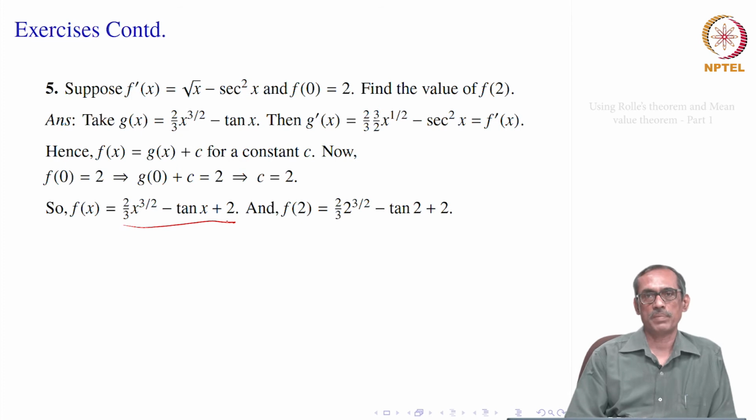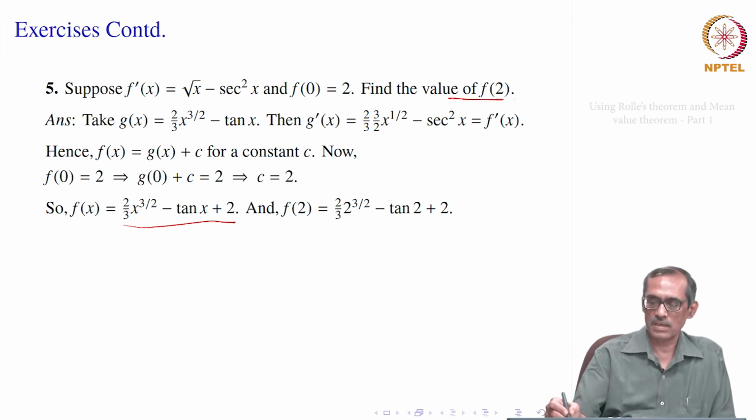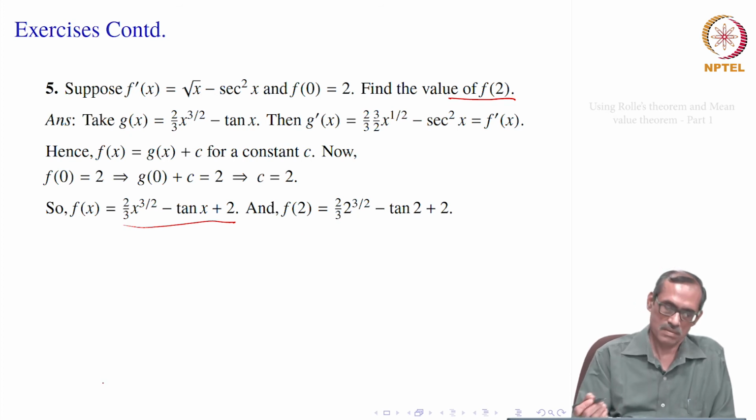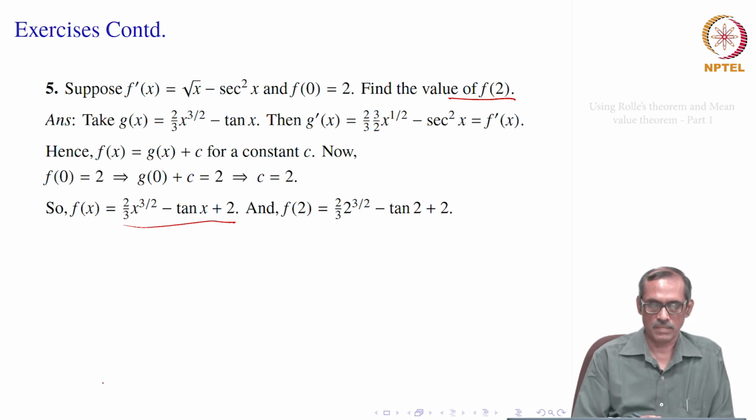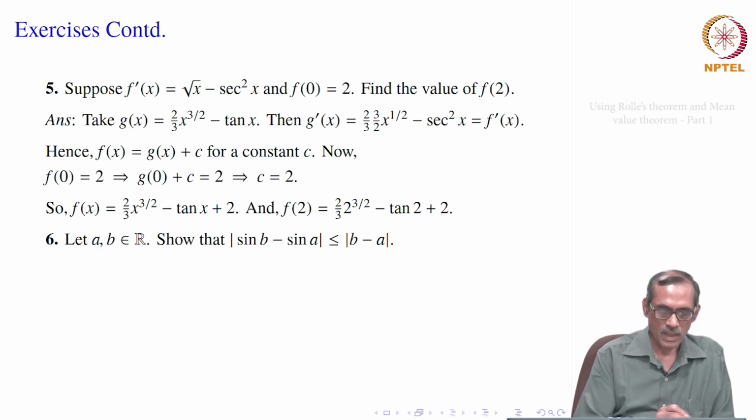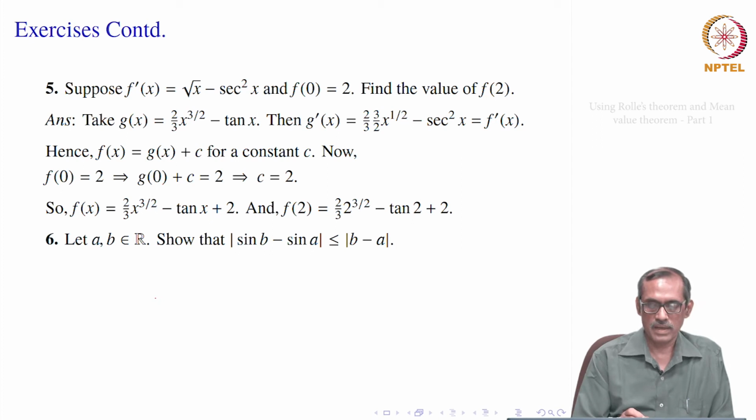So, once f x is obtained, we evaluate it at x equal to 2 to get our answer, because we are interested in finding the value of f of 2. So, when you substitute x equal to 2, it is 2 by 3, 2 to the power 3 by 2 minus tan 2 plus 2, and that is the answer. Okay. So, let us look at the next problem.